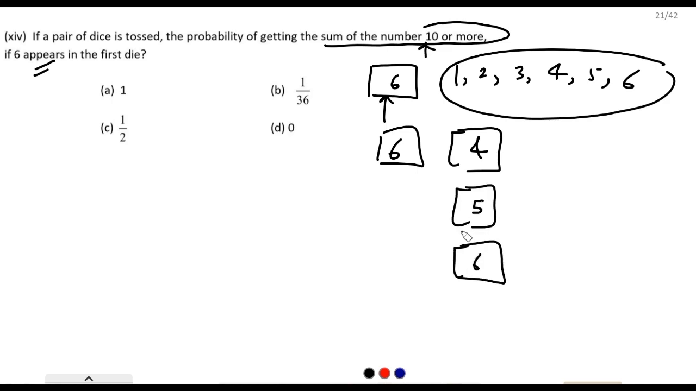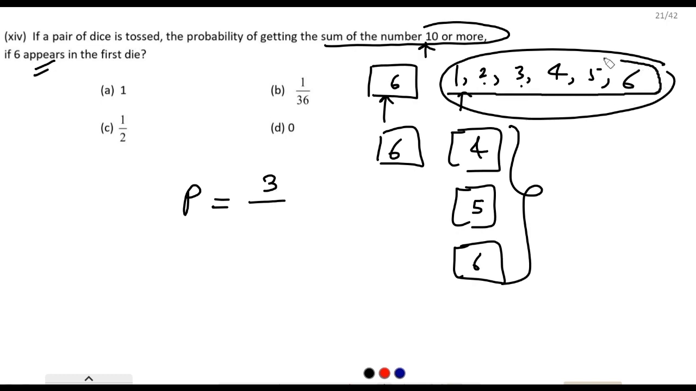Because if we get 1 on second dice, then the sum will be 7, 2, then the sum will be 8, and for 3 it will become 9. But our requirement is 10. Means these are our favorable cases. Then probability of these cases are number of favorable cases divided by total number of cases, and total number of possible cases are 6. So the probability of this case is 1 by 2.